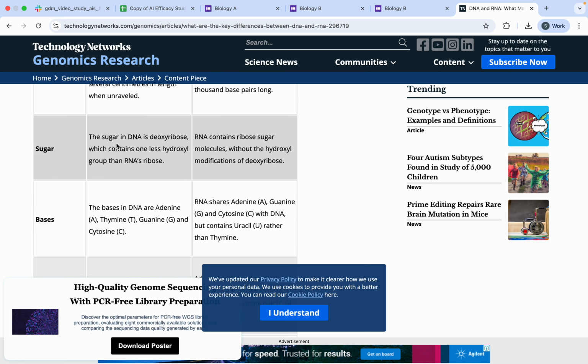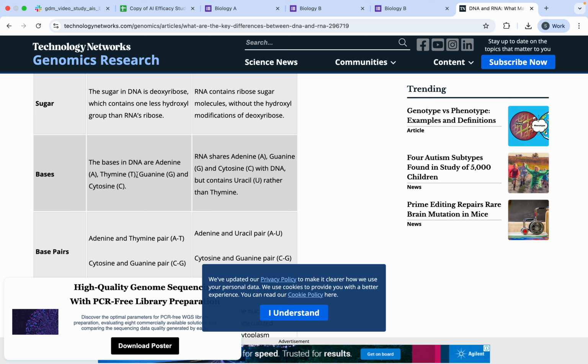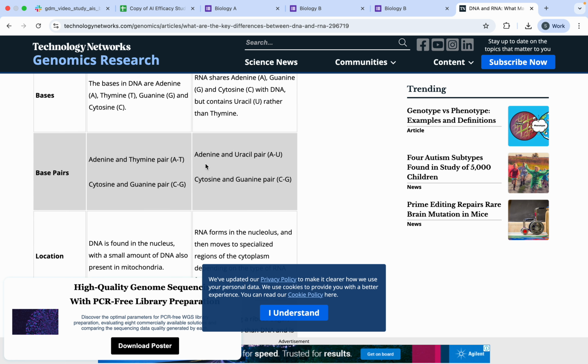About the sugar, the sugar in DNA is deoxyribose, which contains one less hydroxyl group than RNA ribose. RNA contains ribose sugar without the hydroxyl modification of deoxyribose. Now about the bases. The bases in DNA are adenine, thymine, guanine, and cytosine, whereas RNA has adenine, guanine, and cytosine but contains uracil rather than thymine. Base pairs in DNA are AT, adenine and thymine, and cytosine and guanine. Here in RNA it is AU, adenine and uracil, and cytosine and guanine.